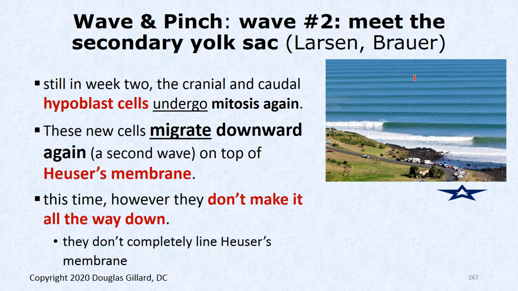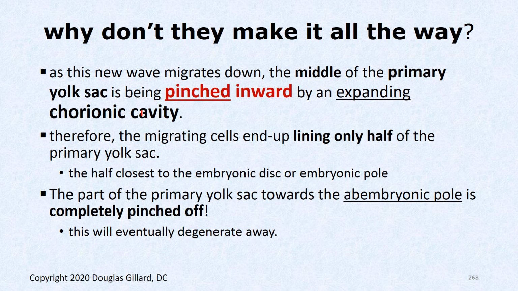All right, formation of the secondary yolk sac. So let's make a new yolk sac. Remember we had our beautiful waves coming in here for goofy footers. Let's talk about this. So the wave and pinch. I talked about the pinch a little bit, but the second wave of new cells is going to happen from that same region. Those same hypoblast cells that made the Heuser's membrane, they're going to go through mitosis again and start spitting out yet another layer. It's almost like they're going to cover up Heuser's membrane. But they don't make it that far this time. They only make it about halfway down because that chorionic cavity is growing like crazy and it's pinching it.